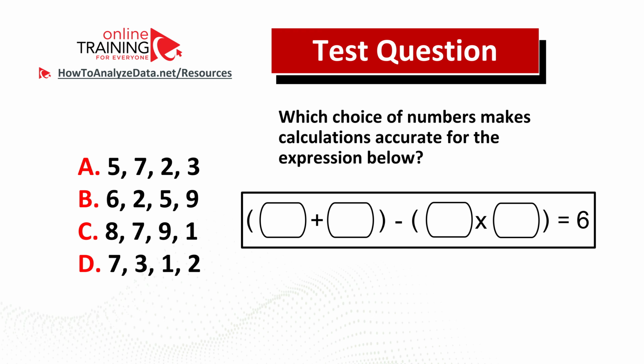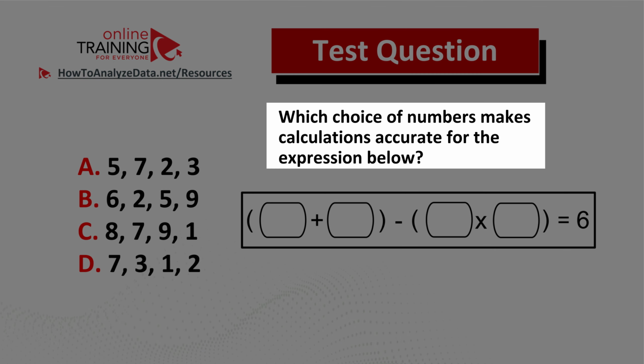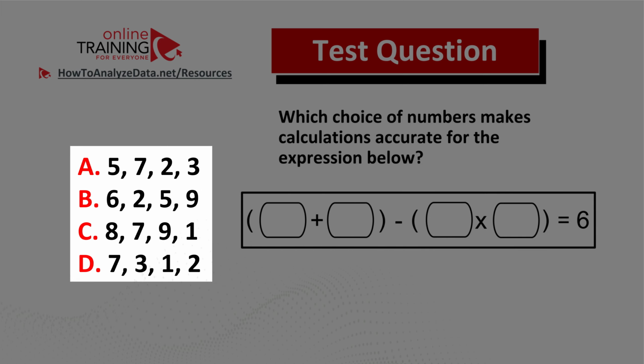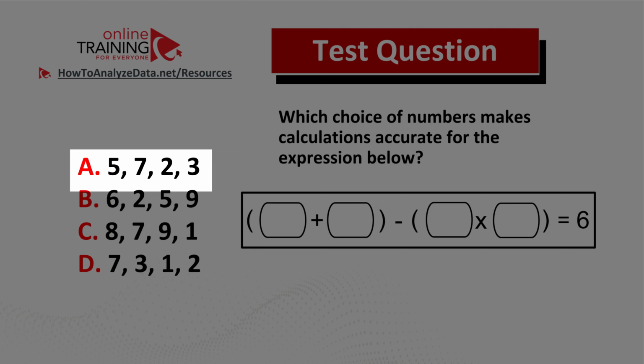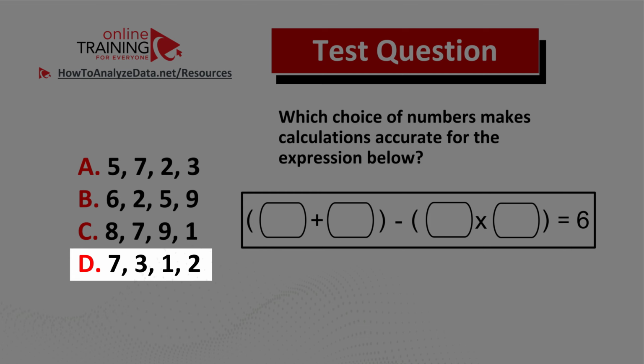Let's look at the real-life assessment test question, which validates your ability to do mental math. Which choice of numbers makes calculations accurate for the expression below? And you have 2 groups of numbers. The first one is in parentheses, choices 1 and 2, and you have an expression presented to you on the screen, which equals 6, and 4 different choices for the numbers. Choice A, 5723, choice B, 6259, choice C, 8791, and choice D, 7312.